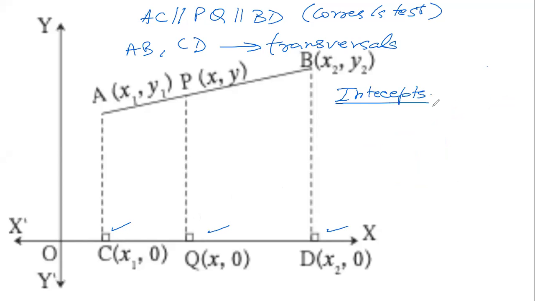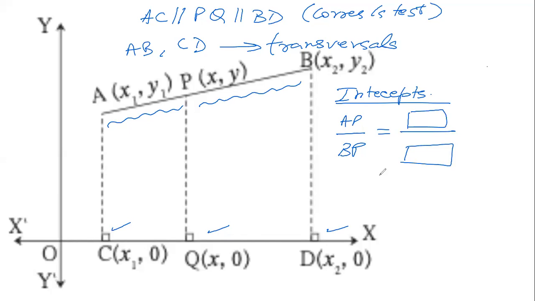I will identify some and you will identify some others. On the transversal AB, this is the intercept AP. The other intercept is BP. Now look at the other line segment CD and tell me what should come in the numerator and what should come in the denominator.